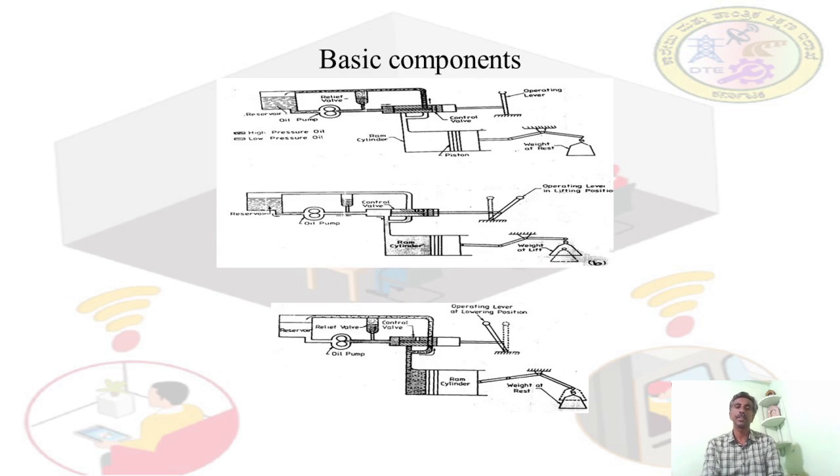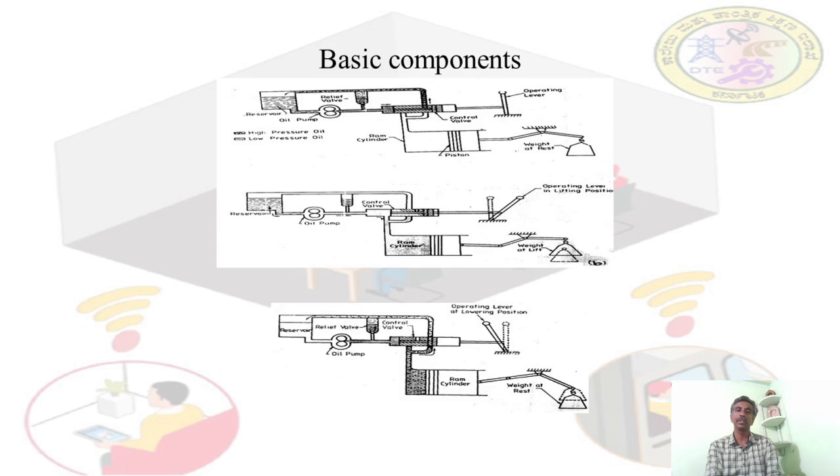The first one is the pressure control valve. The required pressure can be maintained by making use of the pressure control valve, and the required direction is given by the direction control valve, and the quantity of the oil is given by the flow control valve. See, this is the basic component. That is the first component in any hydraulic system.